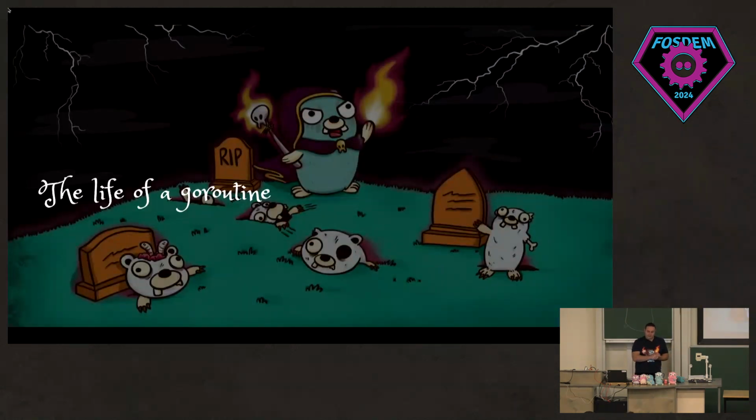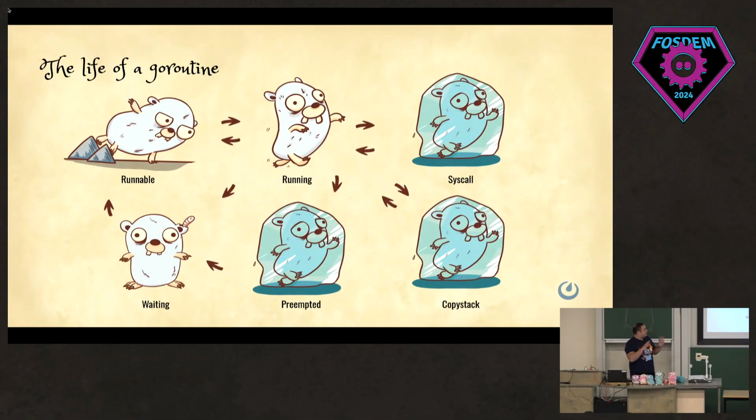Let's see what the life of a goroutine looks like. A goroutine can go through a lot of different states: from runnable to running, from running to waiting, from waiting to runnable, from running to preempted, from preempted to waiting. There's a lot of stuff. Let's see all these transitions one by one.